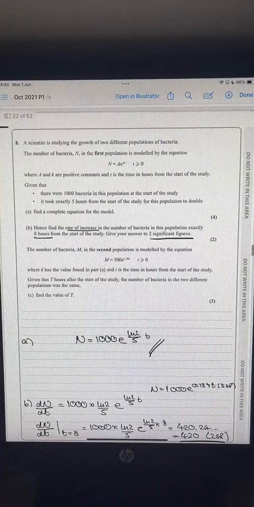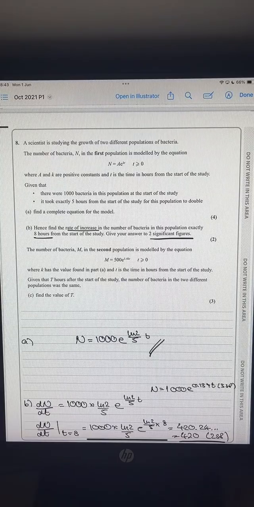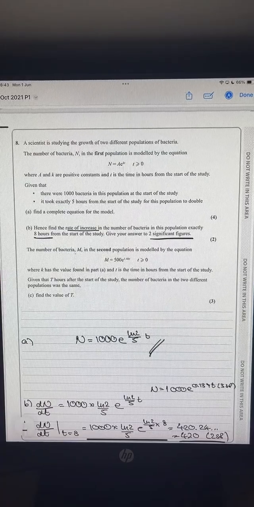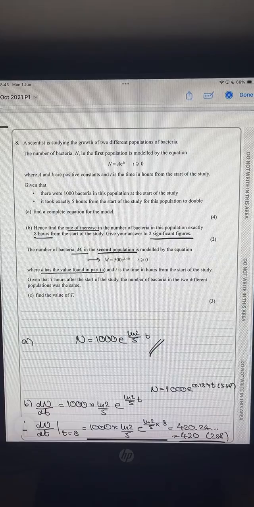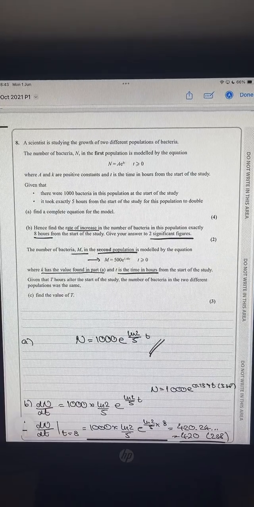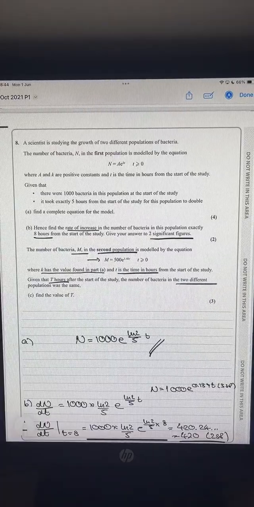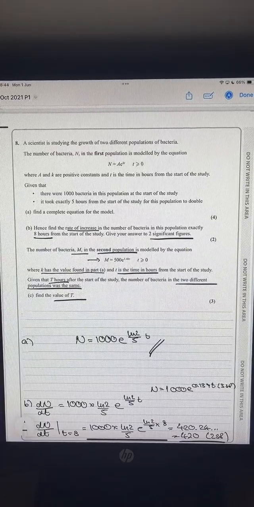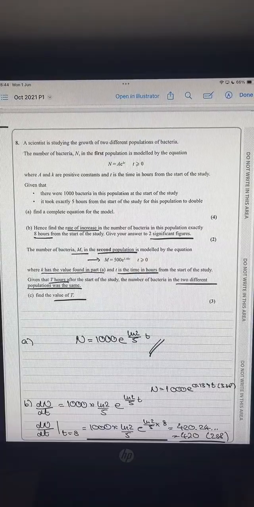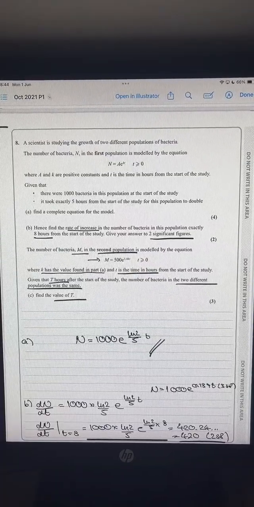So, a nice little part B question, a little differentiation going on there, but not too much problem solving. For part C, we are given more information. The number of bacteria M in the second population, so now I'm talking about a different one, is modeled by this equation here, where K has the value found in part A. And T is the time in hours, so no conversions happening there, from the start of the study. Given that capital T hours after the start of the study, the number of bacteria in the 2 different populations was the same, find the value of T. So they want us to find the capital T value where N equals M.